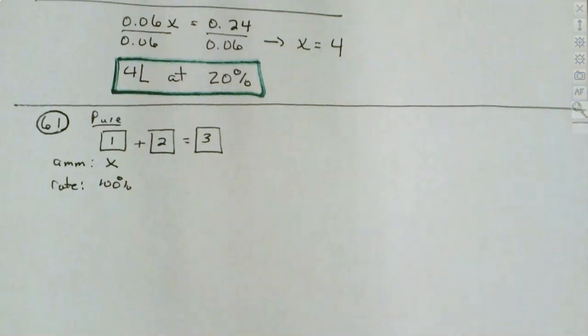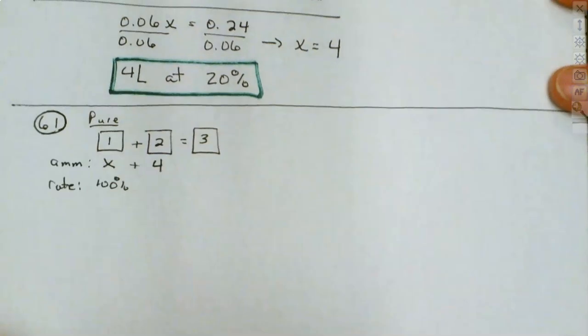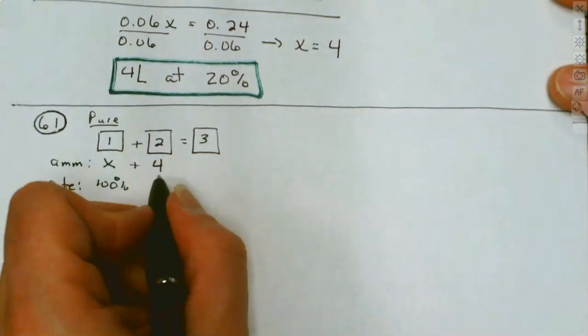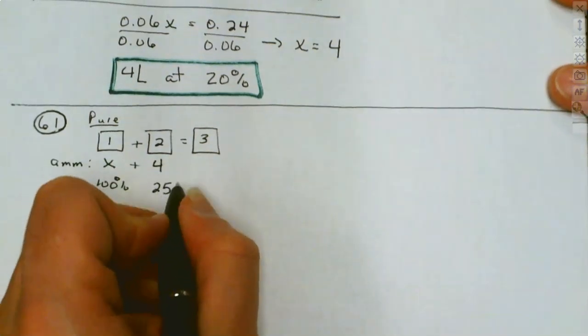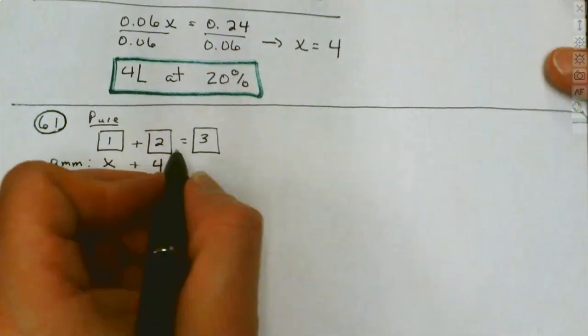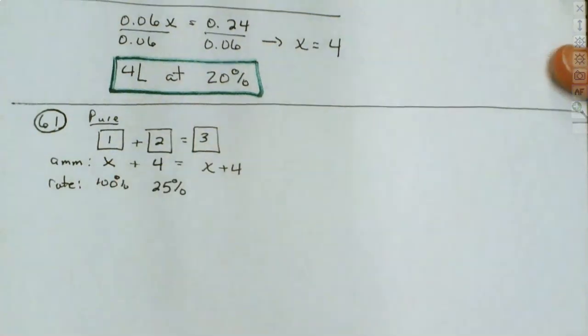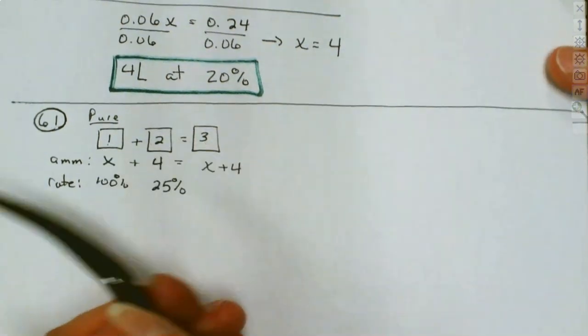We're going to mix this with some dye that we already have. And we already have 4 gallons of a 25% solution. So that means we're going to come over here. We're going to use the 4 here. That's our amount. And 25%, that goes with our rate. Always remember 1 plus 2 is 3. So that's X plus 4 over here. Those add together to give you there.